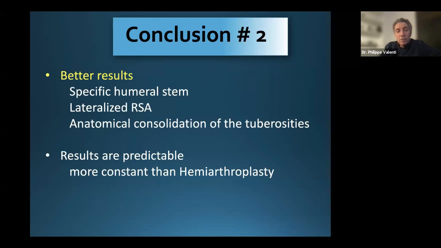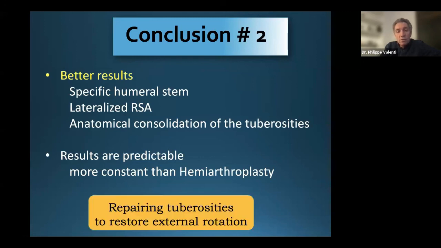And we think that the results of reverse arthroplasty are more predictable and more constant than hemiarthroplasty. So it's crucial to use a good technique and to repair the tuberosities if you want to restore external rotation.